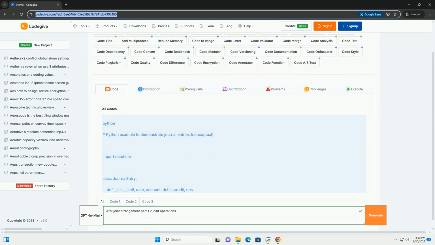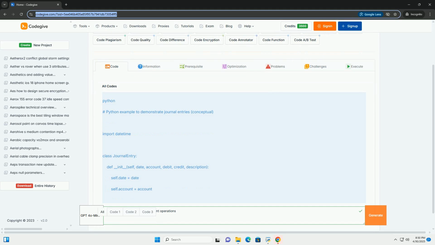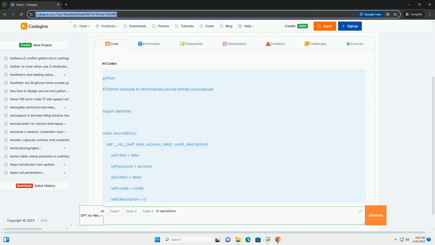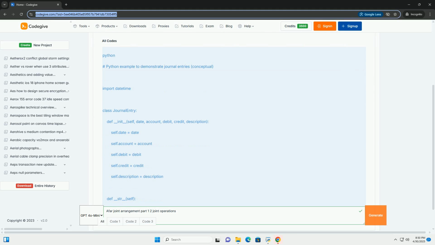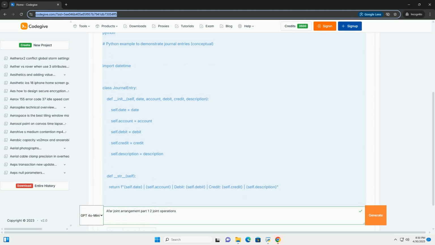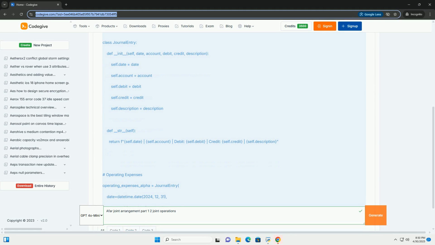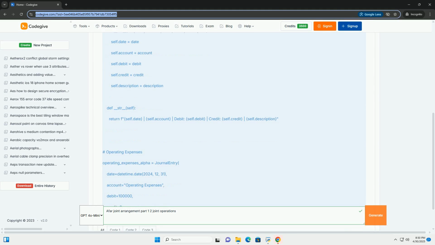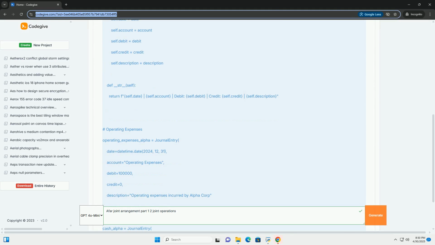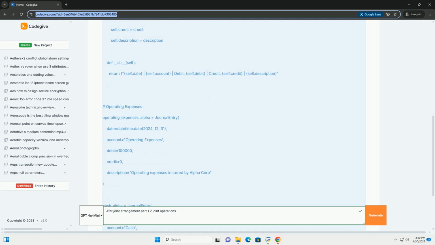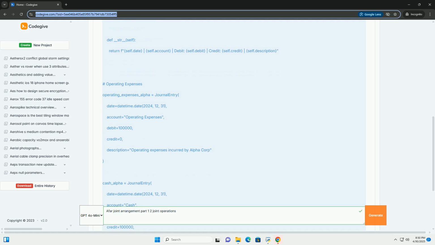OK, let's dive into the world of joint arrangements under IFRS, specifically focusing on joint operations, formerly known as jointly controlled operations. This tutorial will be detailed and include code examples to illustrate the accounting treatment. We'll break it down into sections for clarity and ease of understanding.